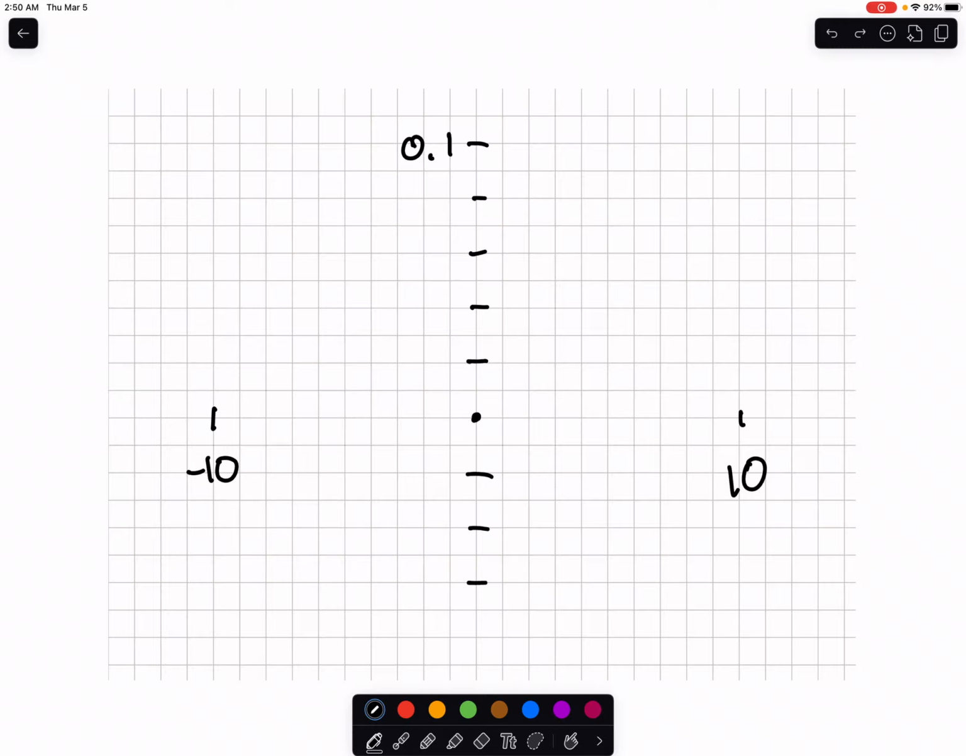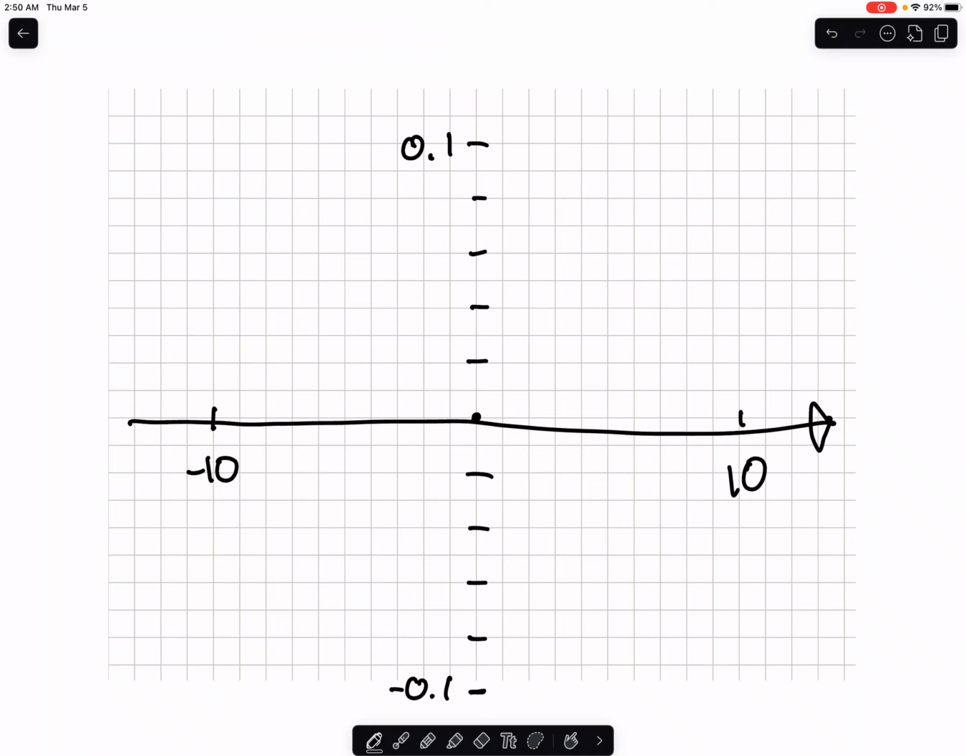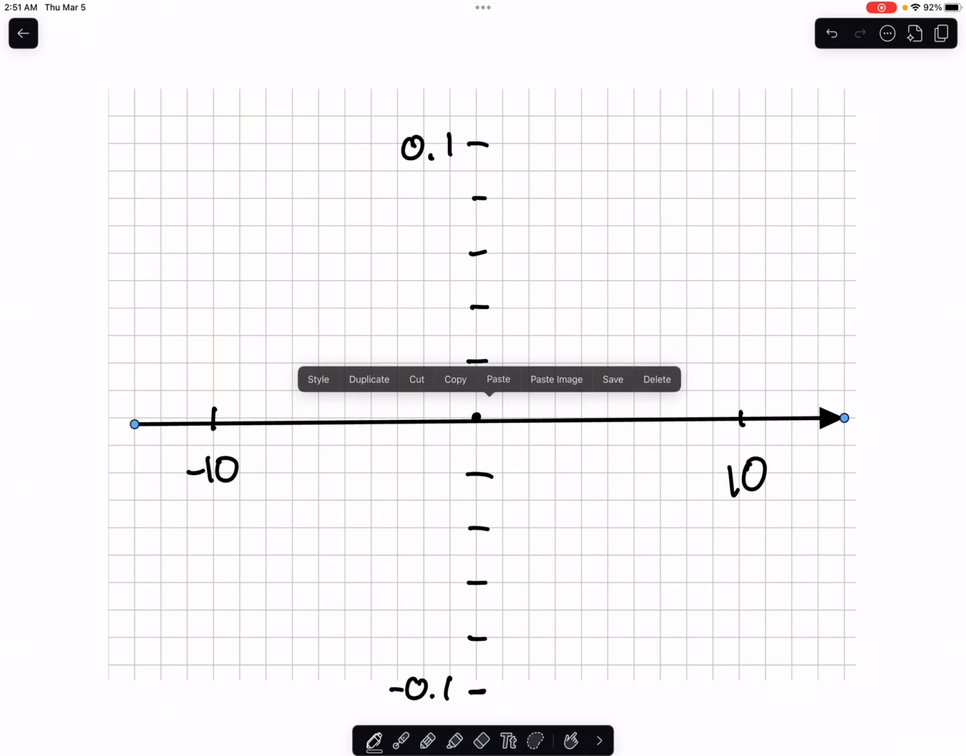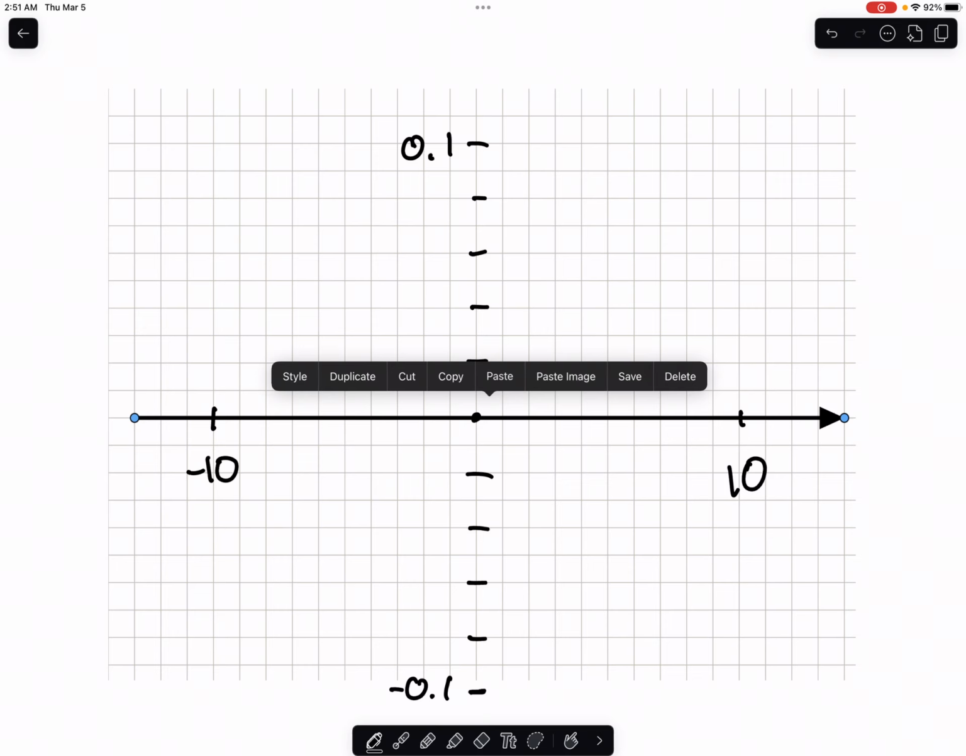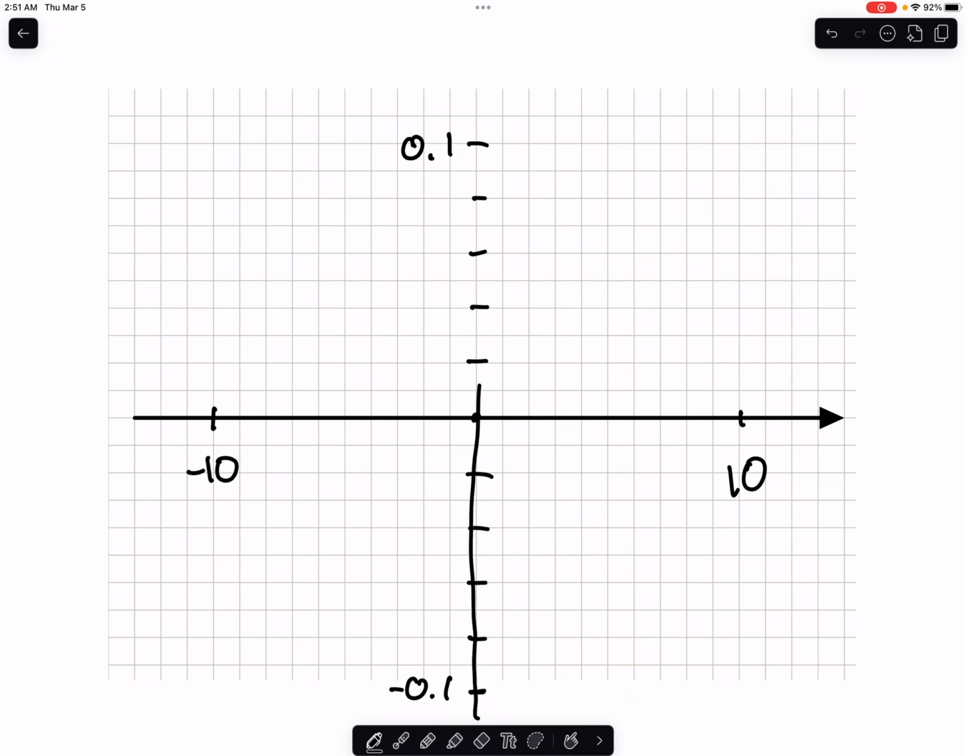2, 4, 6, 8. So I just got to go a little bit off, about here. This is a negative 0.1. Okay, so let's put all this together. Say this is my positive x. Okay, something like that. Okay, say this is my positive y.